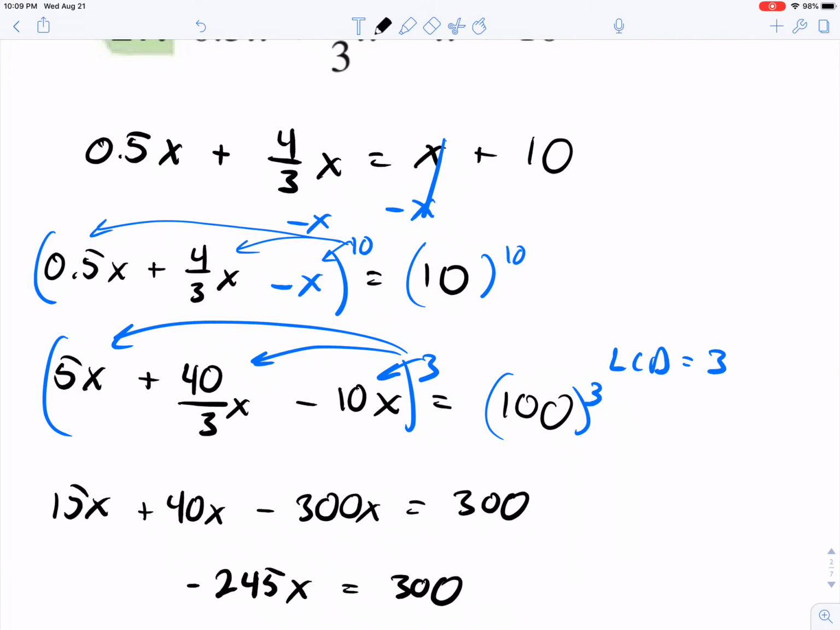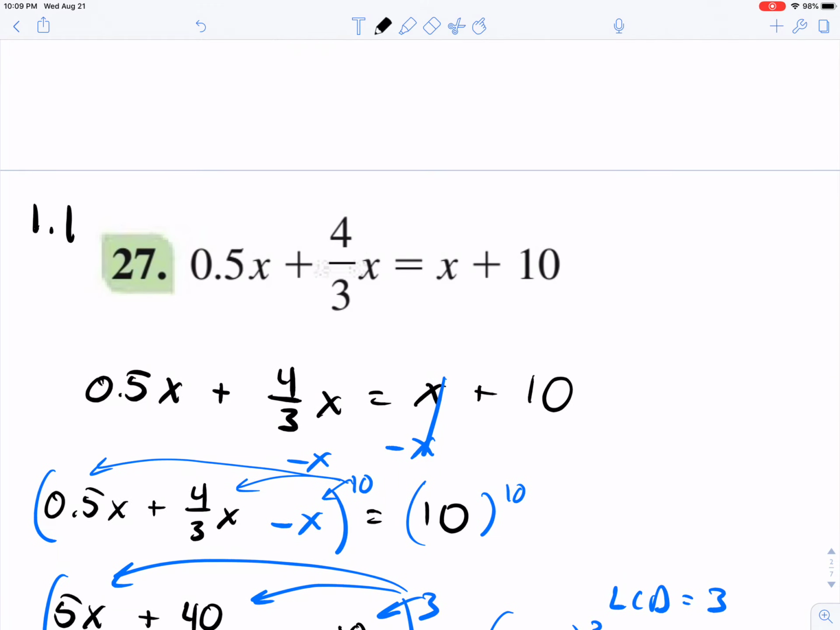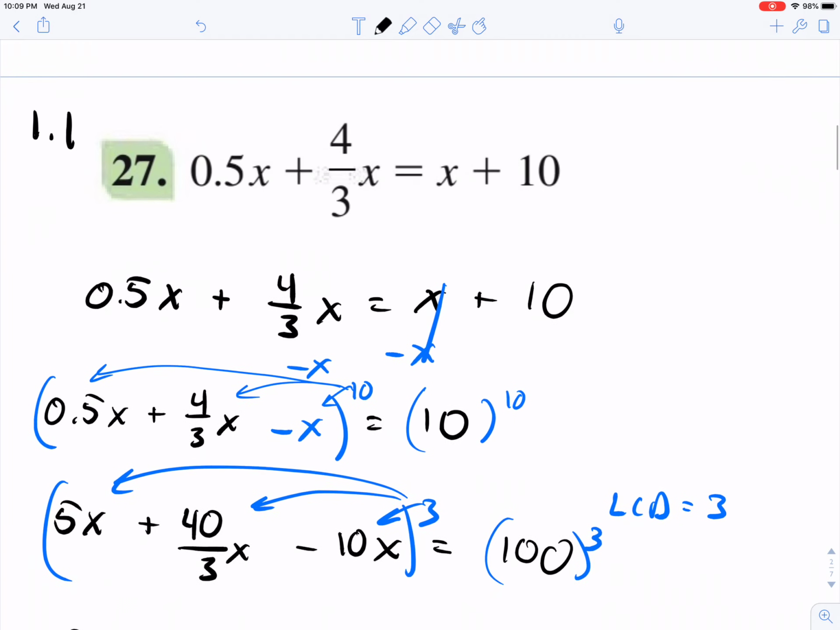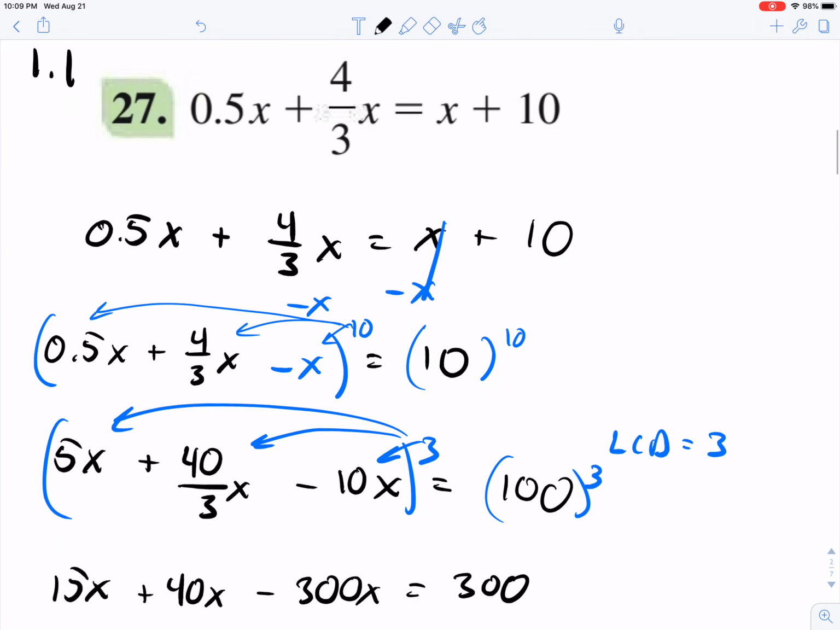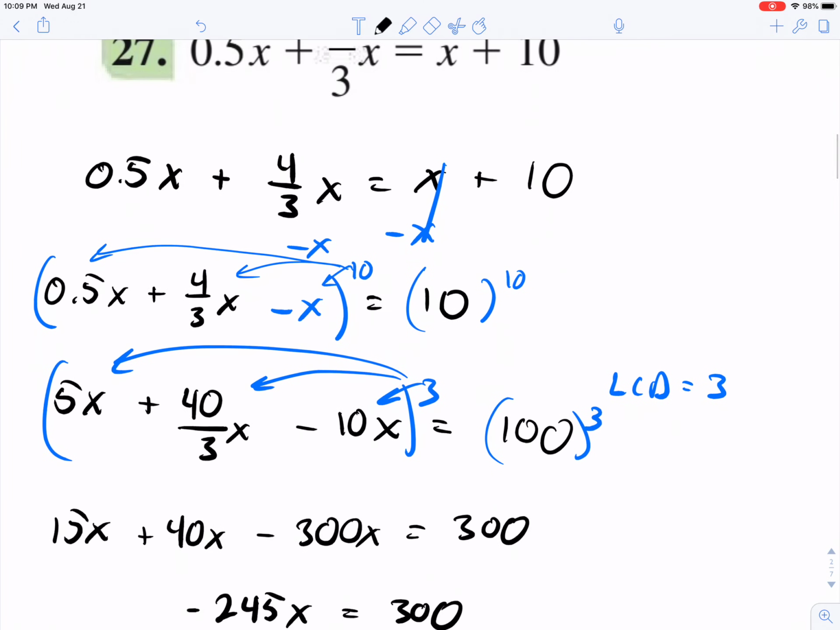Okay, I thought that looked a little funny. Let's look at it again. We got 0.5x, 4/3. Okay, so we have a copy of the original. If we multiply by 10, that becomes 40, right? That becomes 10x and 100, okay. If we multiply by 3 on both sides, that's 15. That cancels.